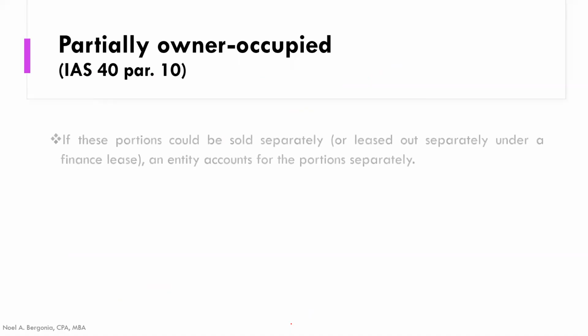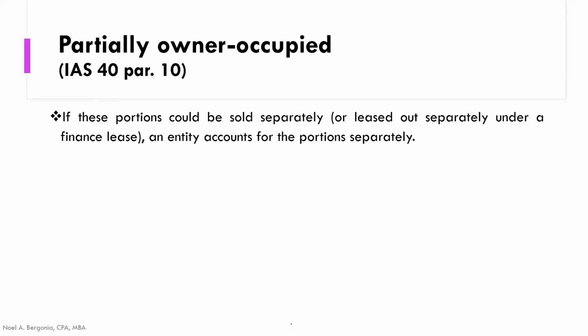So ang sabi po doon, if the portion of this owner occupied can be sold separately, or pwede niyo siyang i-lease out separately under finance lease. Eh, kasi di ba pag operating, again, that's investment property. Pag finance lease, owner occupied. So if we can separate them, identified as owner occupied or investment property, then we can account for them separately depending upon their portion. Pwede siyang kalahati investment property, kalahati owner occupied, basta separable siya, then it would be presented separately.